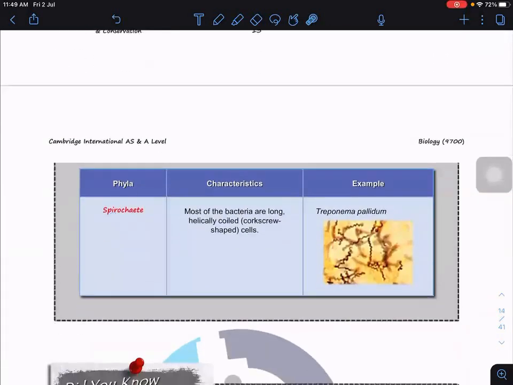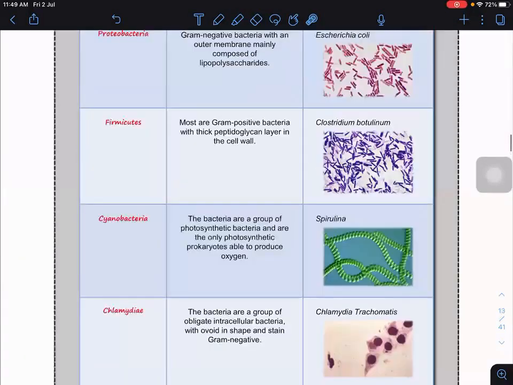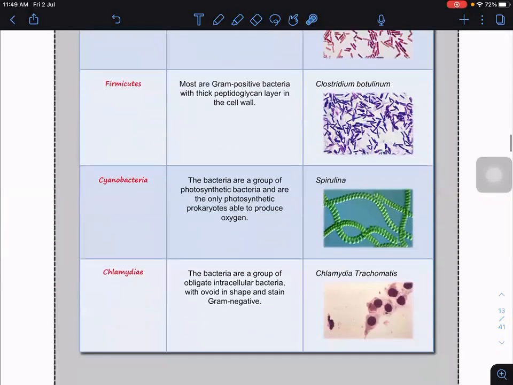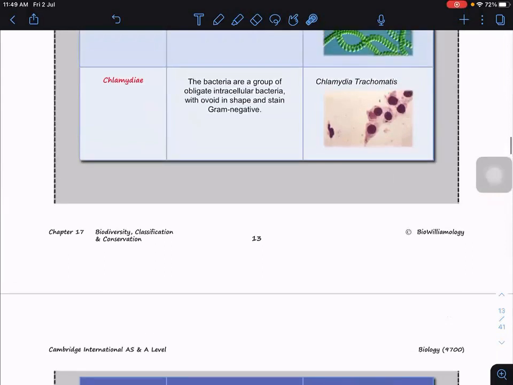Then we have these spirochetes. Basically, you can see that, okay, spiral in shape. But do we need to know this phylum? Answer is no, just for your information only.